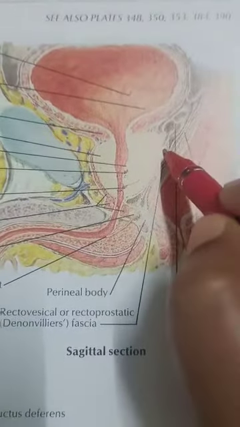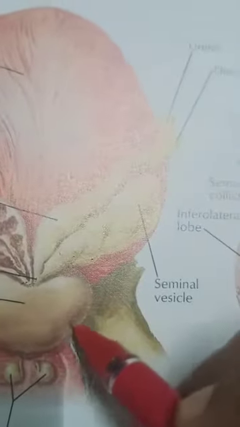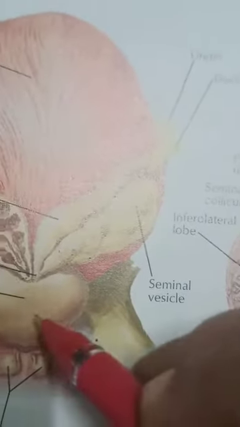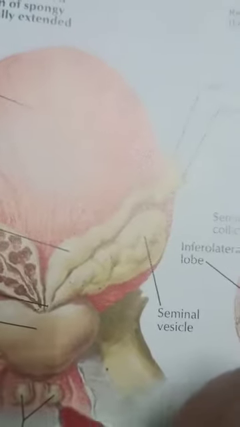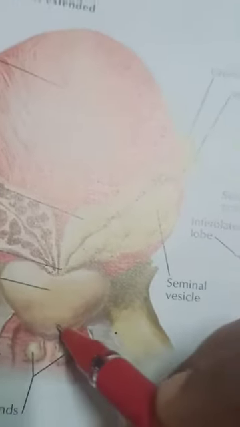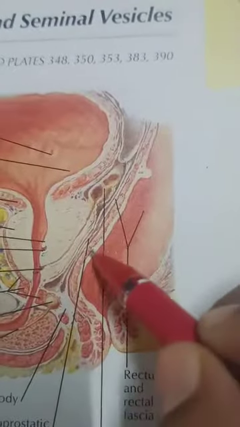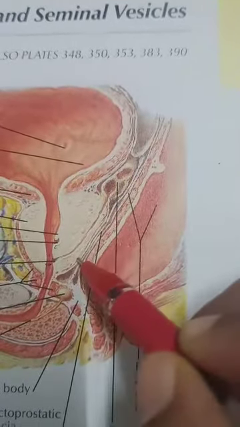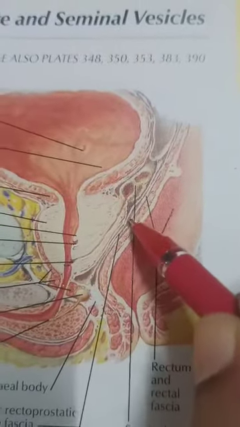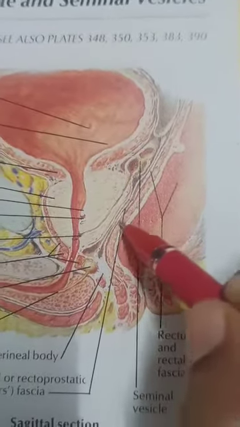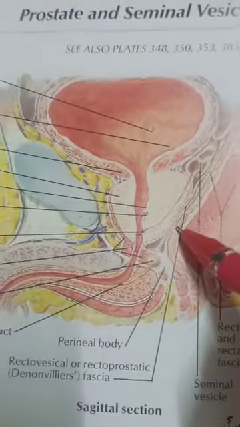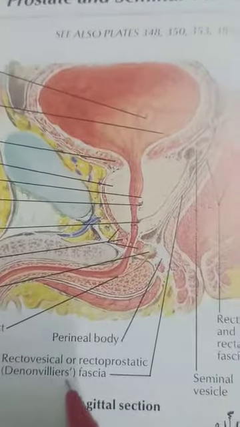That is the anterior surface. Then comes the posterior surface, already seen here. It is triangular in shape, flattened from side to side and convex from above downwards. Here we can see the rectum. The posterior surface is separated from the rectum by a fascia known as the fascia of Denonvilliers.